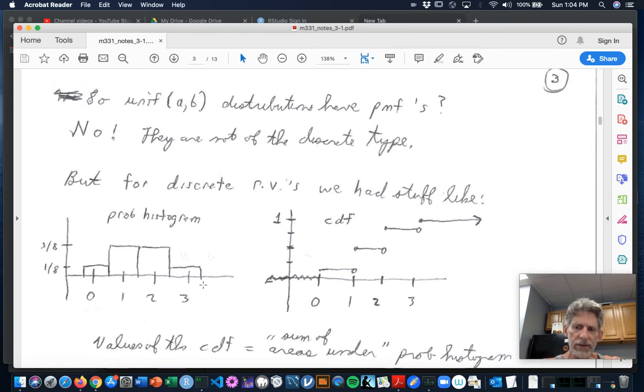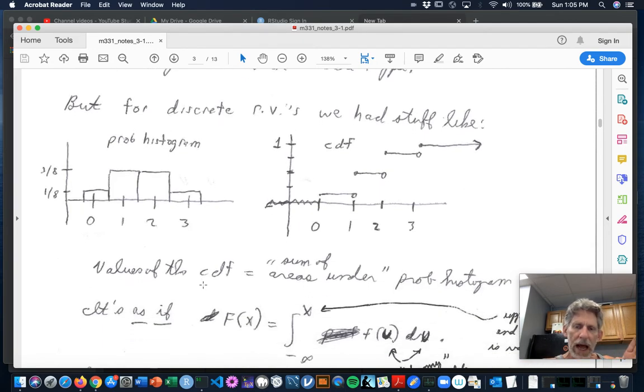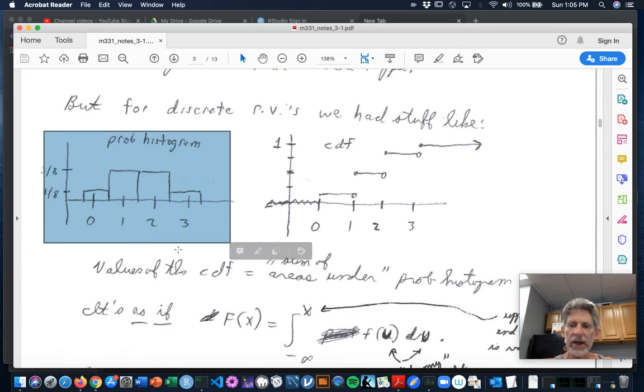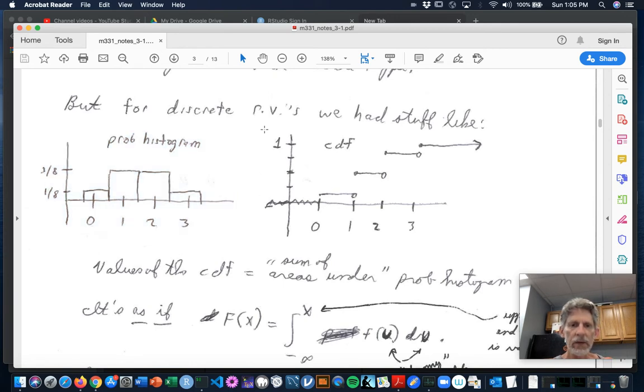But there's something like a PMF, and I want to edge you towards thinking about it. Think back to the very first discrete random variable we looked at: the number of heads in 3 tosses of a fair coin. Here was this probability histogram with rectangles, each of which had a base of 1 and a height equal to the chance of getting that number of heads. And here was the cumulative distribution function. Think back to how the CDF behaved as you move from left to right along the x-axis.